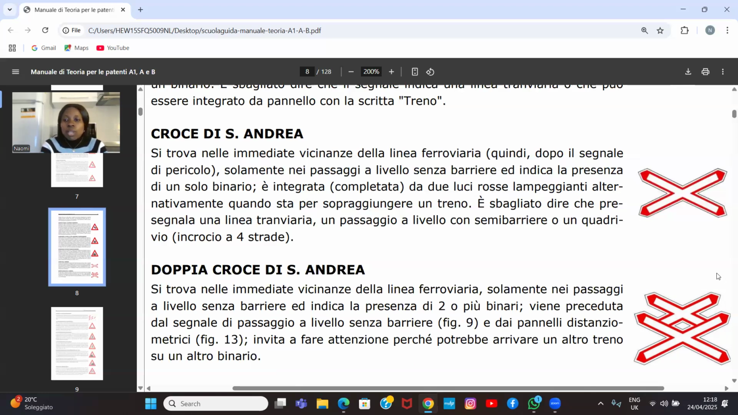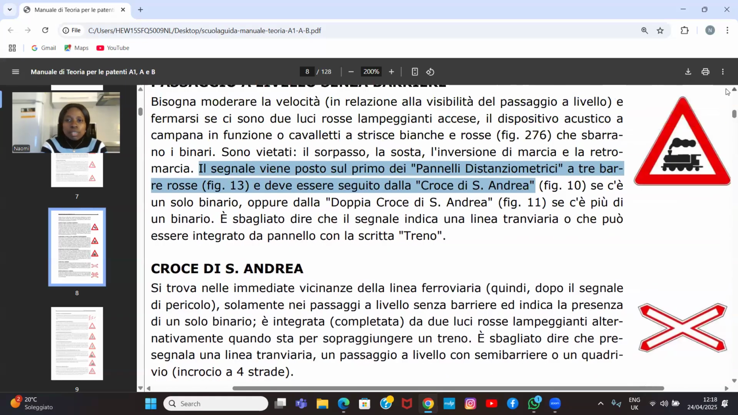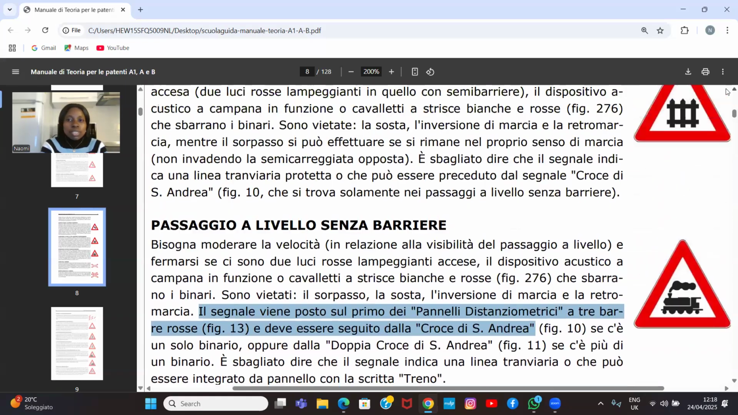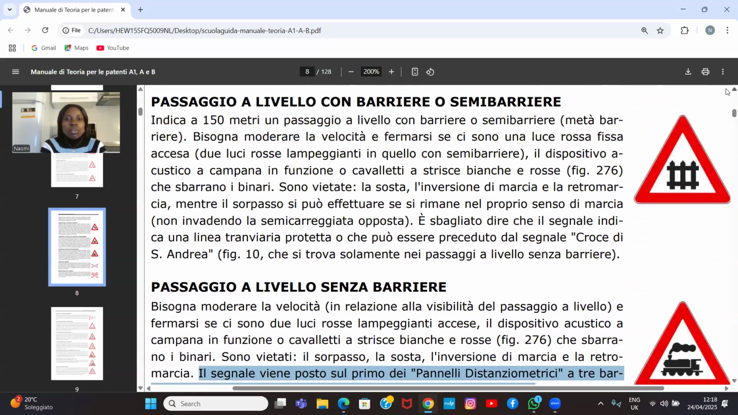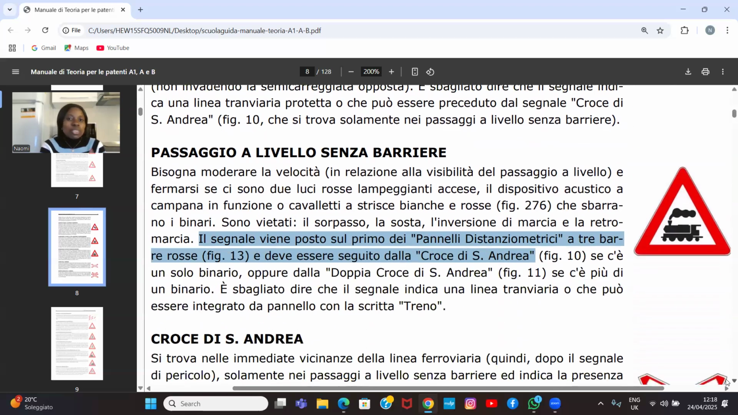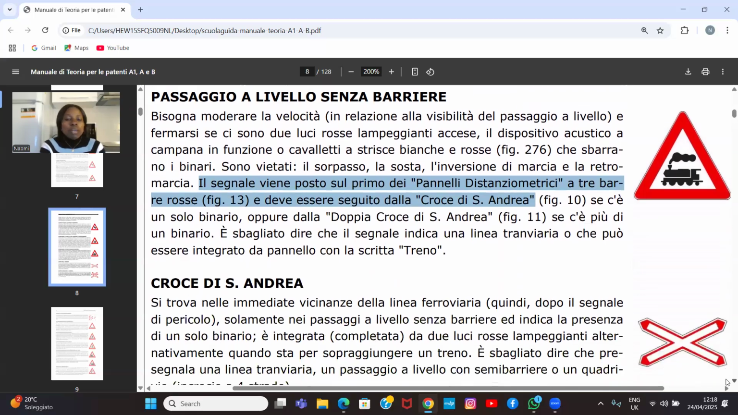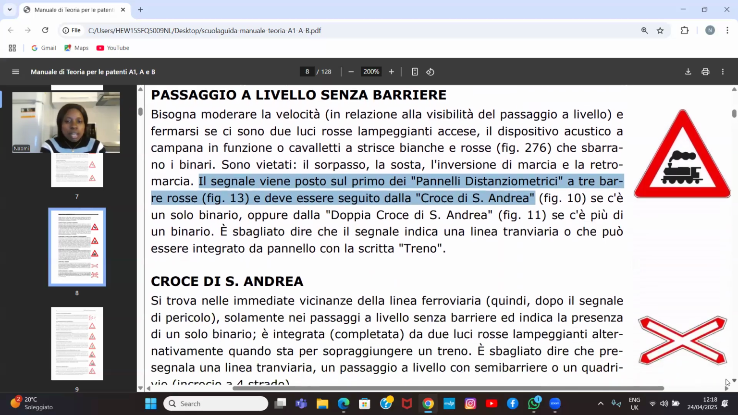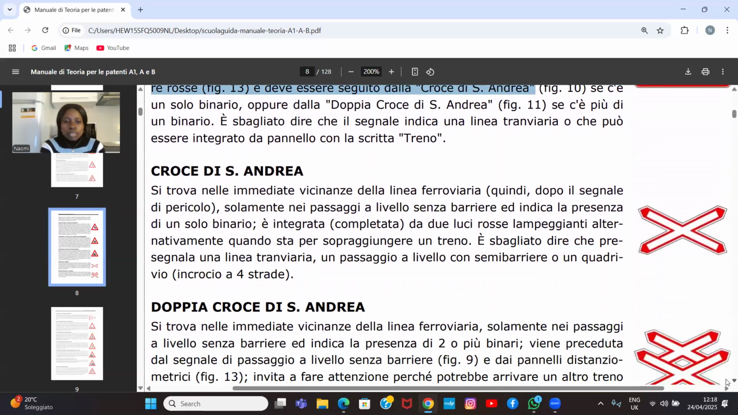So, when you are looking at passaggio a livello, now let's go to the previous class we had. Passaggio a livello con barriere or semi-barriere does not show you Croce di Sant'Andrea. There is nothing related to Croce di Sant'Andrea on this particular side. But the one we are treating today, passaggio a livello senza barriere, that is where you can find Croce di Sant'Andrea or Doppia Croce di Sant'Andrea.